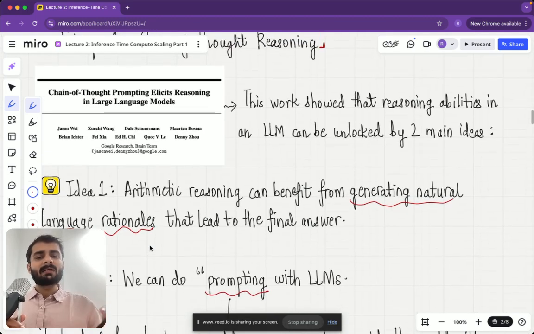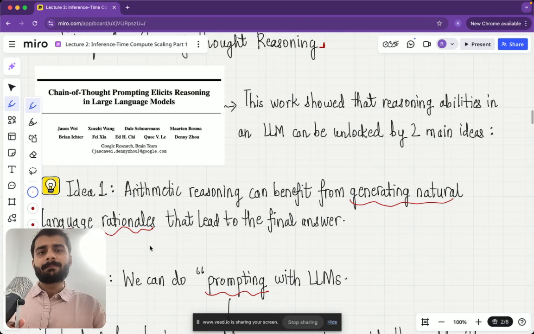And idea number two is that we can do this by simply prompting the LLMs. So we don't change anything with the model weights, we don't change anything in the model architecture. The LLM stays the same, the brain stays the same. We just prompt the LLM with a chain of thought by using a series of input output examples. And then through this prompting, the LLM will learn to answer in a similar way to other complex reasoning tasks which we ask it, which are different from the initial input output examples which we are giving.